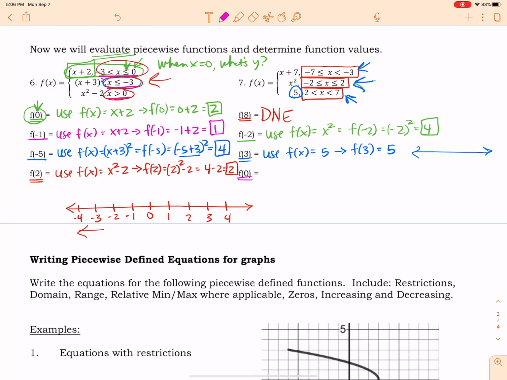Okay, let's look at our last one, f of 0. Well, the only value where 0 fits is this one right here in the middle, okay? Because for f of x equals 5, those values are both positive, and 0 doesn't fit in there. For this one up here, they're both negative, 0 doesn't fit in there, but it does fit in this restriction right here. So I'm going to use f of x equals x squared, and I'm going to substitute in a 0. Guess what that is? Just 0.